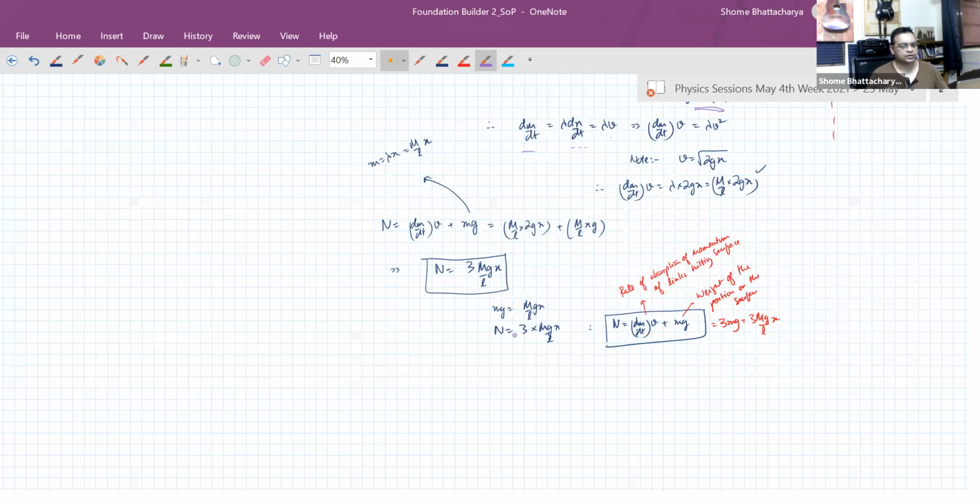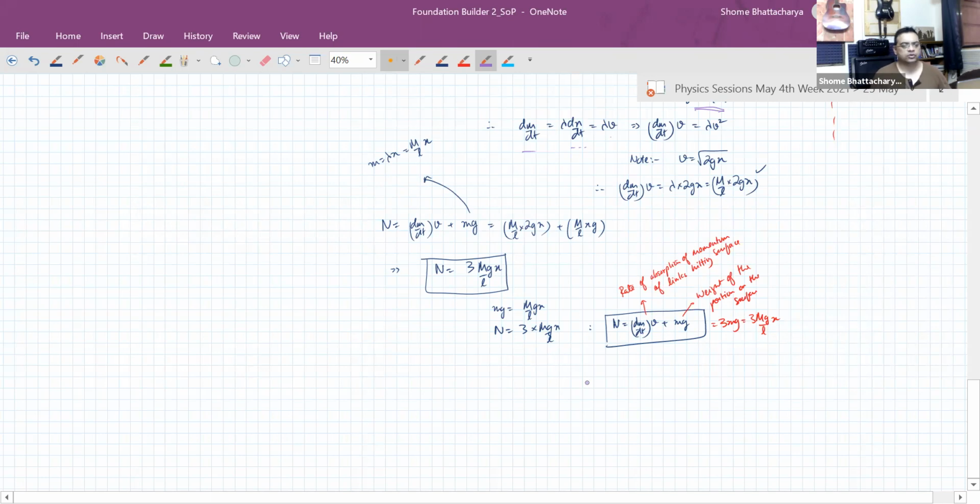So as the chain is falling, also you can see the normal reaction is decreasing because X is decreasing. And as X becomes equal to L, it increases to the maximum value 3 mg for an instant. And the moment later, this term is gone. This dm by dt into v term is gone. So we are just left with the total weight of the chain on the ground, which is capital Mg.